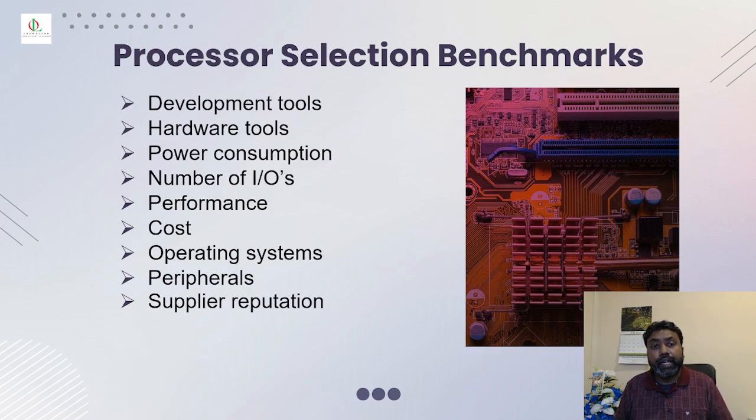And how are you going to select the processor? There are some benchmarks that you have to look for to select this processor to make it work effective and efficient. First, you go with the development tools. What are all the development tools out there? As a design engineer, you're going to come up with your own research and discuss with the client and come up with the development tools. And the hardware tools, if you use BGA, then you need to buy an oven, so there is extra added cost. So you need to comply with that as well.